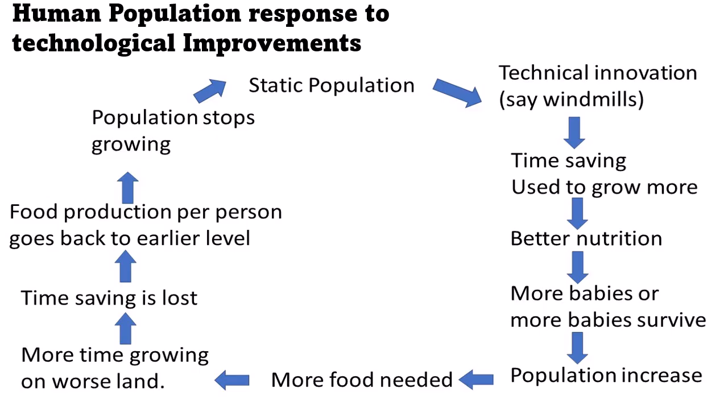Then moving to the left, increased population means we need more food. And more food means growing more. And assuming we are already using the best land at the moment, the land we will use for growing more will be worse land. So now we are using the time that we saved from the windmill to grow more food. So the time saving is lost. Food production per person goes back to the earlier level, and the population stops growing, and we're back to the top again with static population.